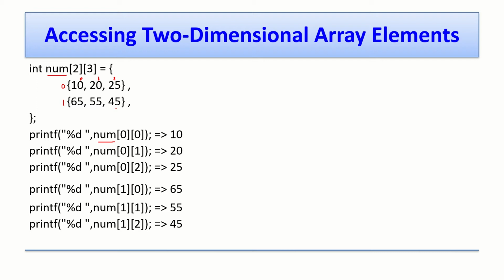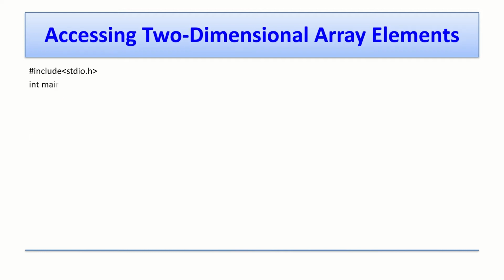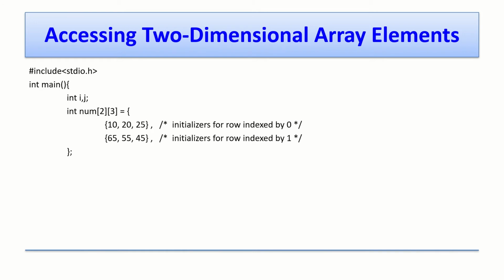Likewise, we can use the relevant indexes for accessing array elements. So we can use the loop for accessing a two-dimensional array. So we have to use two loops. That means a loop within another loop, right?